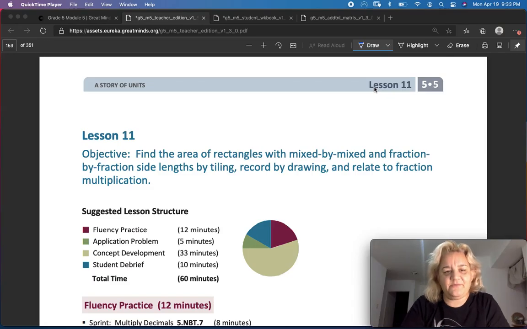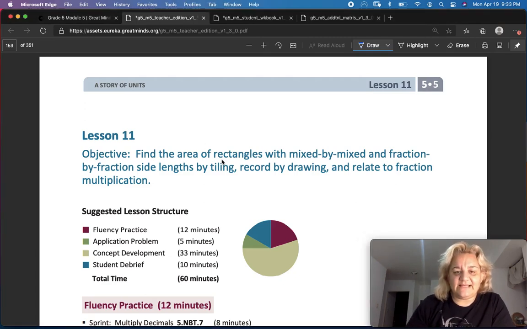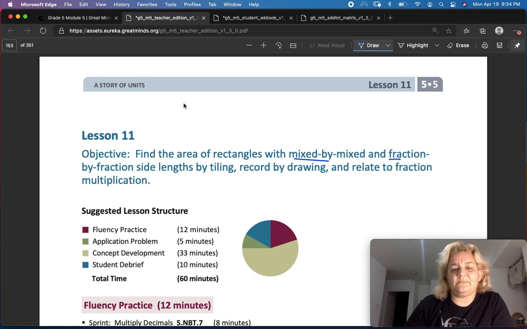This is Eureka Math. We are in Module 5 and today is Lesson 11. Our objective is to find the area of rectangles with mixed by mixed and fraction by fraction side lengths by tiling. What they mean is that if we have a length and a width, which is our formula for finding area, this could be 1 1/2 and 1 1/4, and we have to multiply those mixed fractions.